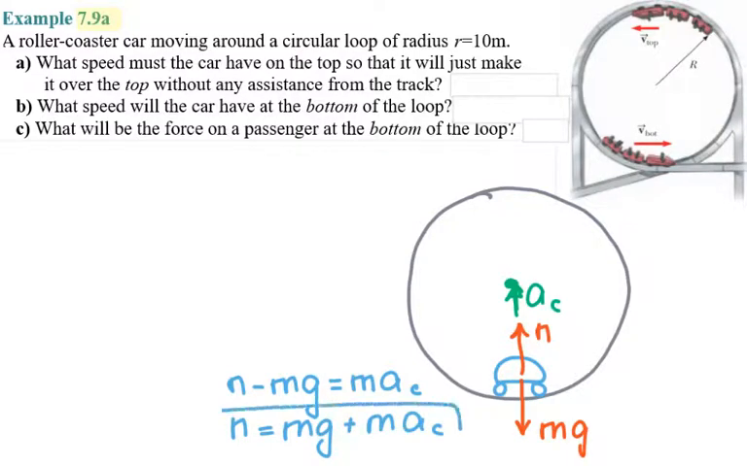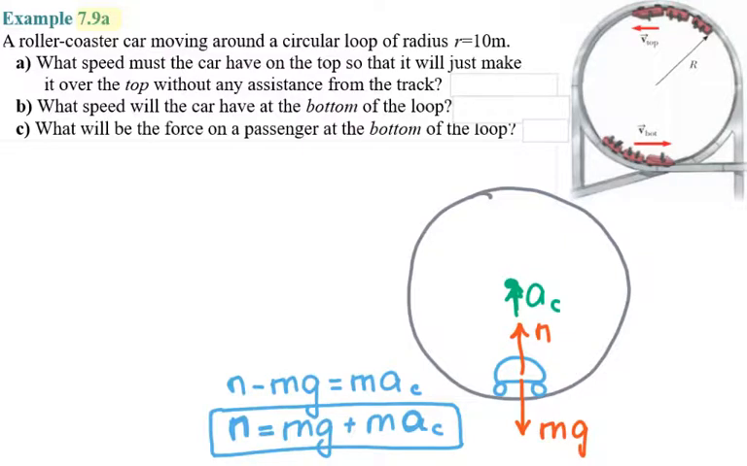Normal force is usually like your weight, like if you're standing on the scale, and the normal force would show you how much you weigh. But because there is acceleration, and in this case centripetal acceleration, the weight is going to show more when you're at the bottom of the loop.